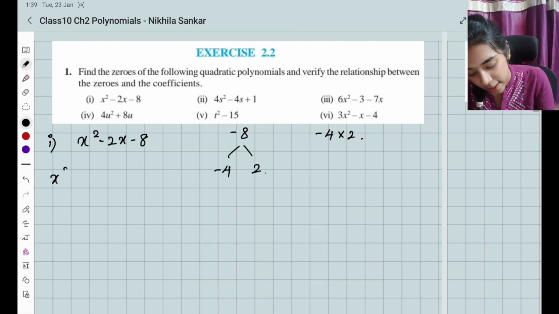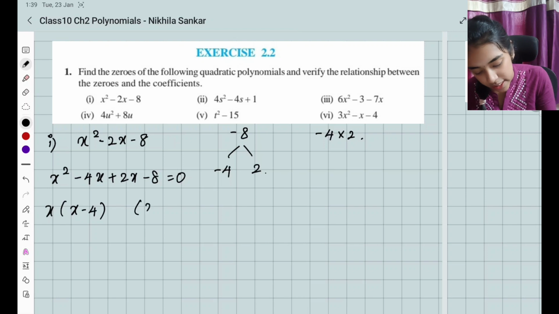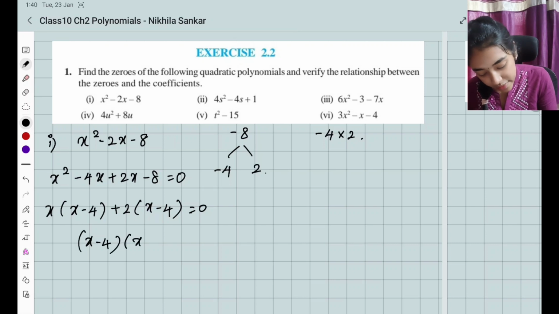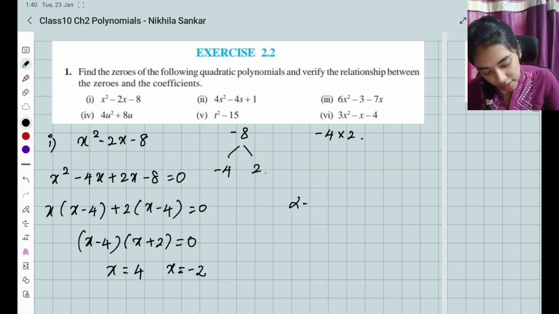How can we split this? X square minus 4x plus 2x minus 8 equals 0. Now if I take x common, we have x minus 4. Here also we need x minus 4, so we have to add plus 2. So this is going to be 0. Now if I take x minus 4 common, we have x plus 2 equals 0. So from this we have x equals 4 and x equals minus 2. So now alpha is 4, beta equals minus 2.